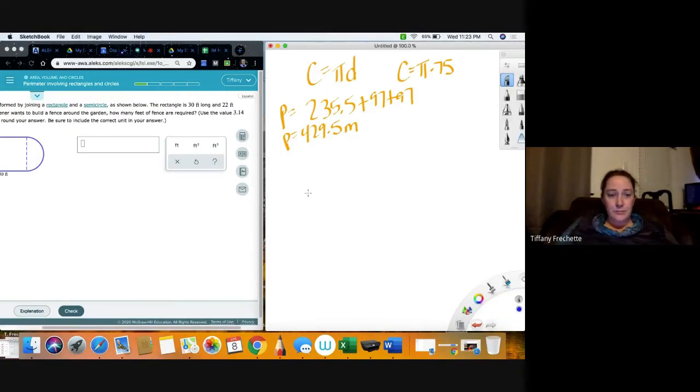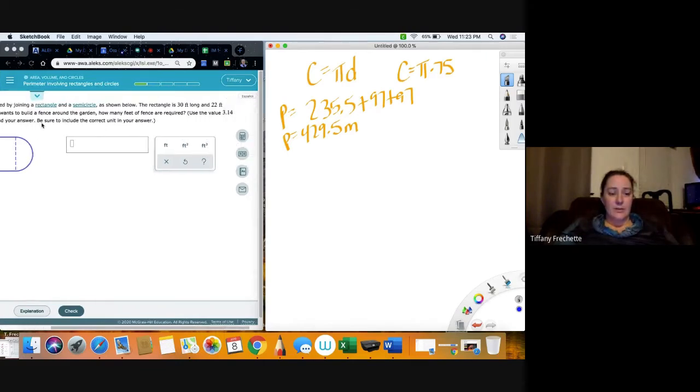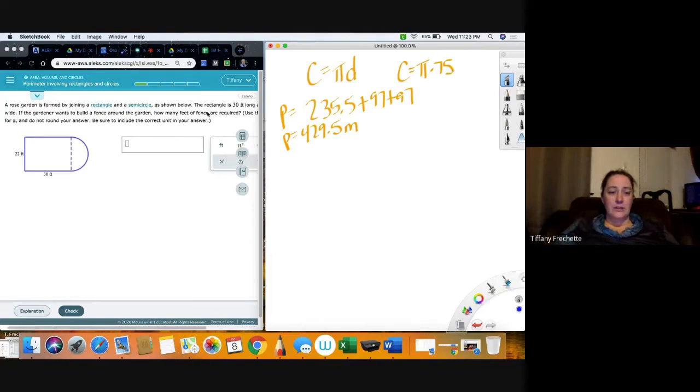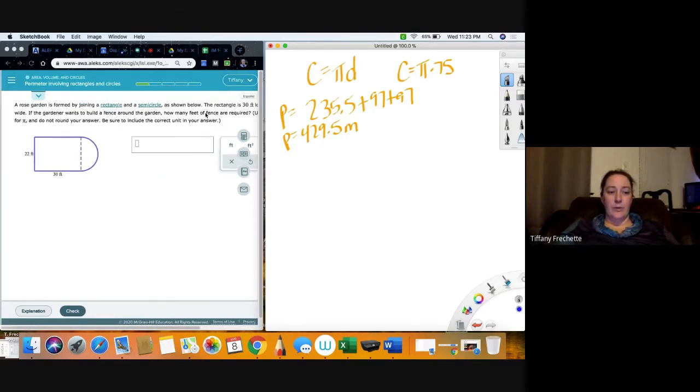All right, so this next one says a rose garden is formed by joining a rectangle and semicircle as shown. The rectangle is 30 feet long and 22 feet wide. If the gardener wants to build a fence around the garden, how many feet of fence are required? Use 3.14 for pi and do not round your answer. Be sure to include your unit in your answer.